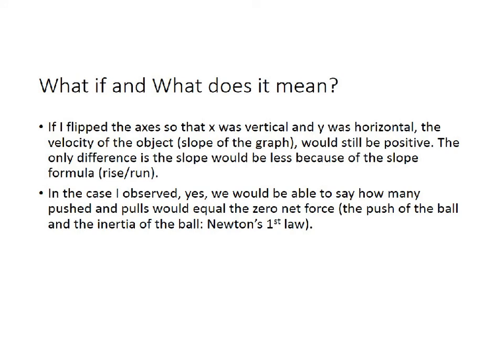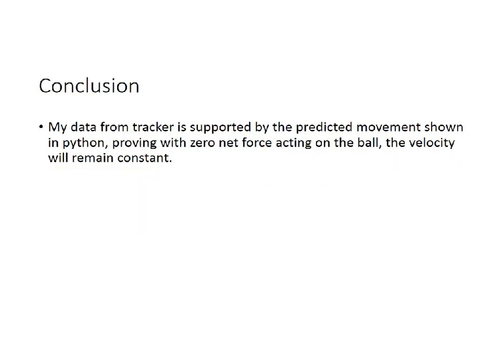In conclusion, the ball did roll in constant velocity, proving Newton's second law, because, as shown in Tracker and in Python, when no net forces are acting on the object, the initial velocity of the object will equal the final velocity of the object.